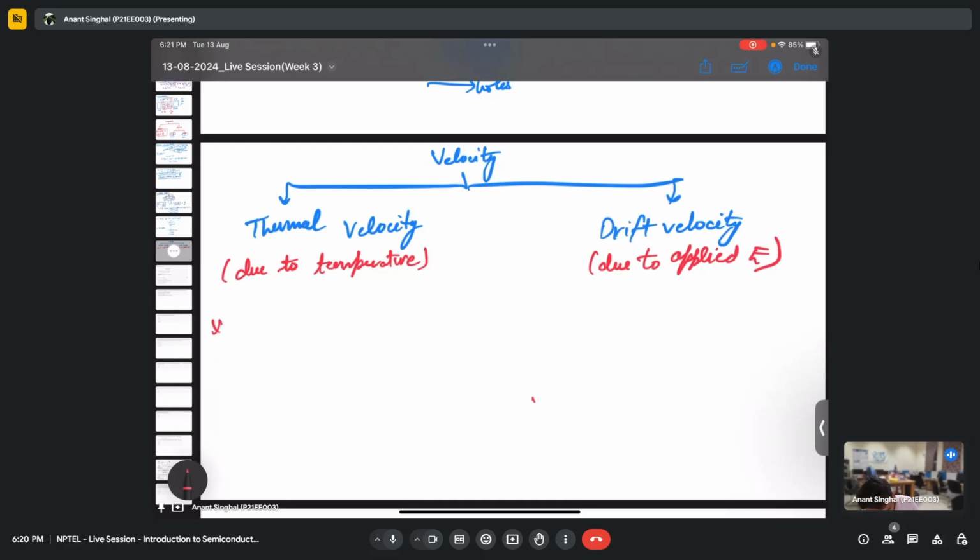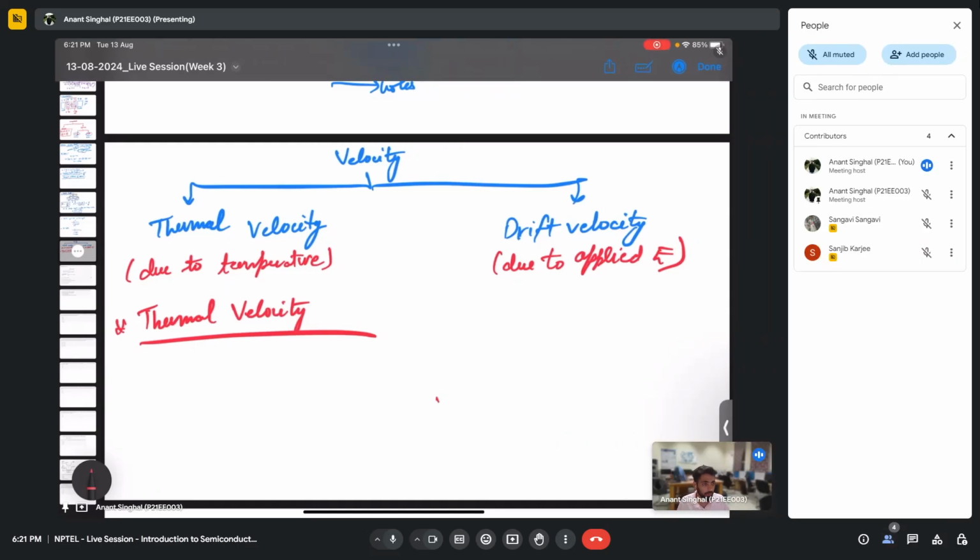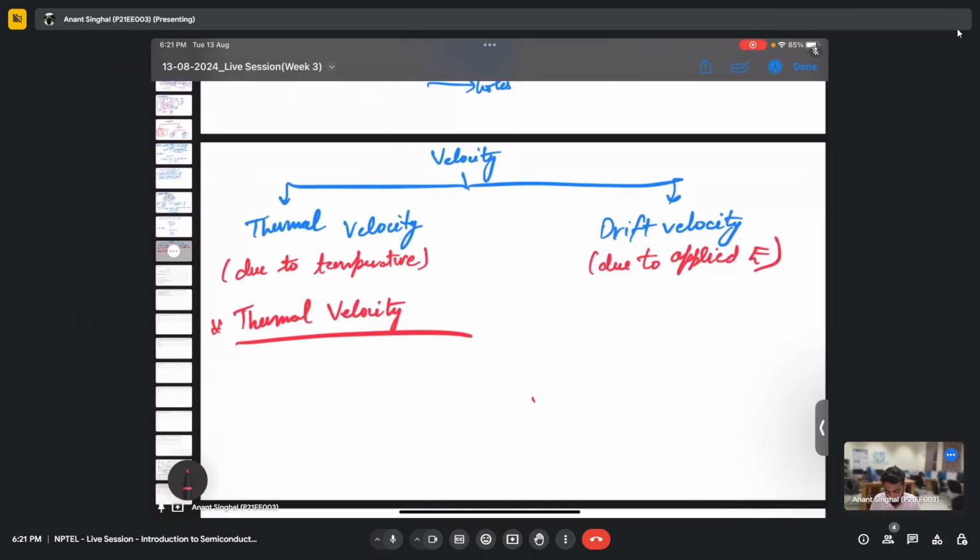So let's talk quickly about the thermal velocity, which is the first topic. So we all know that we have, let's say, a semiconductor material which is kept at temperature T, and no electric field is applied. So in this case, an electron will have an energy which is equal to 3/2 kT.